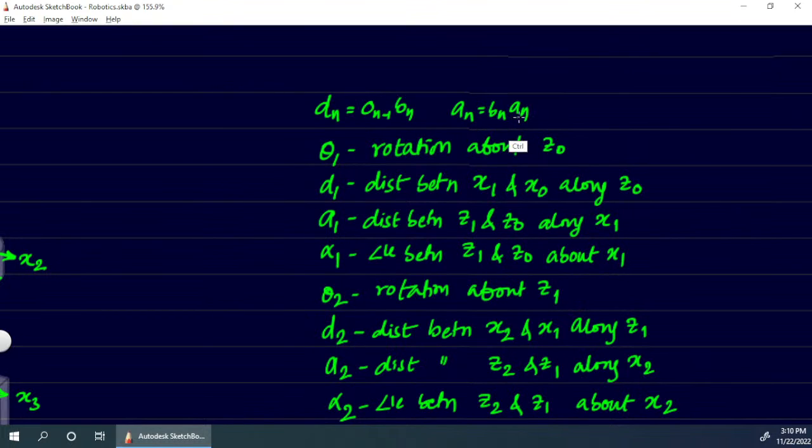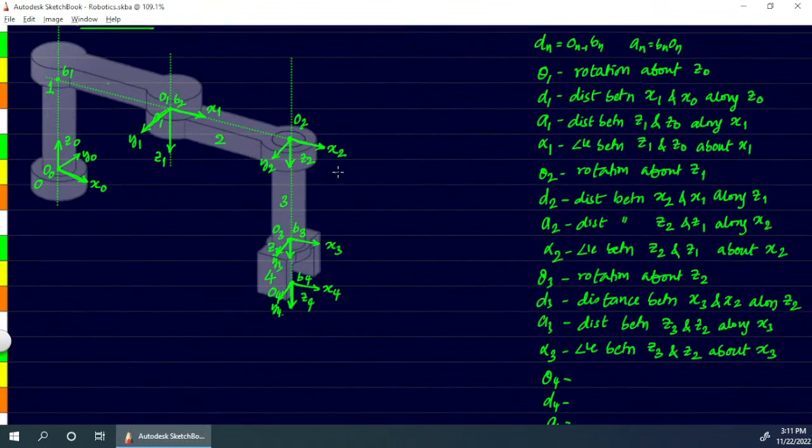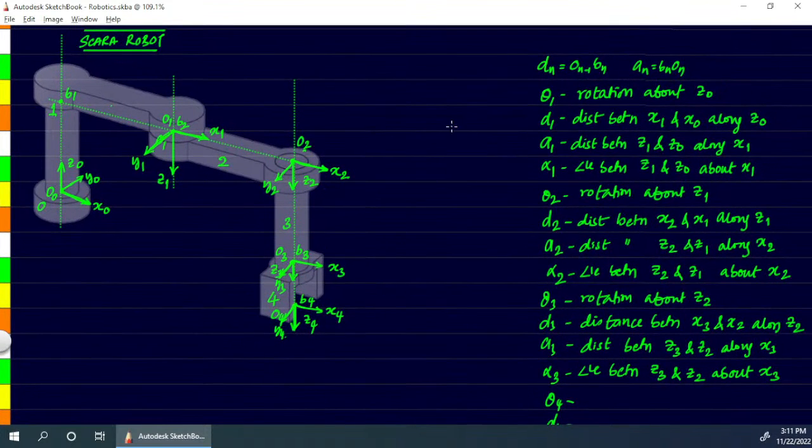bn o1, sorry, bn o1. So this is the convention we need to follow. So let's go ahead and try to find out all these points. So o1 is the rotation about z0. So about z0, it's having a rotation because it's pointing upwards. It's going to be rotating in this direction. So this angle is theta 1, and theta 1 is a variable.